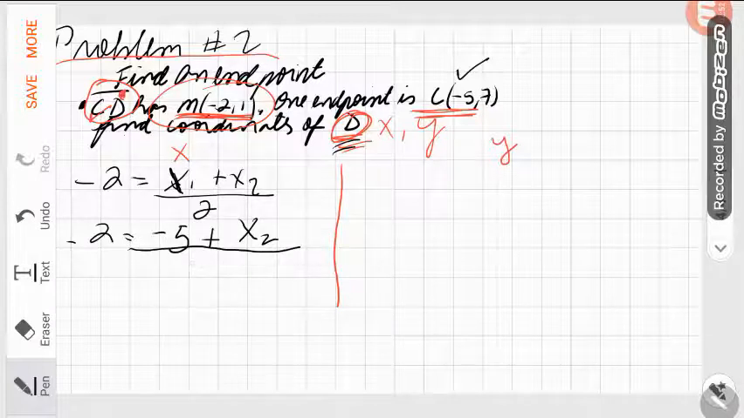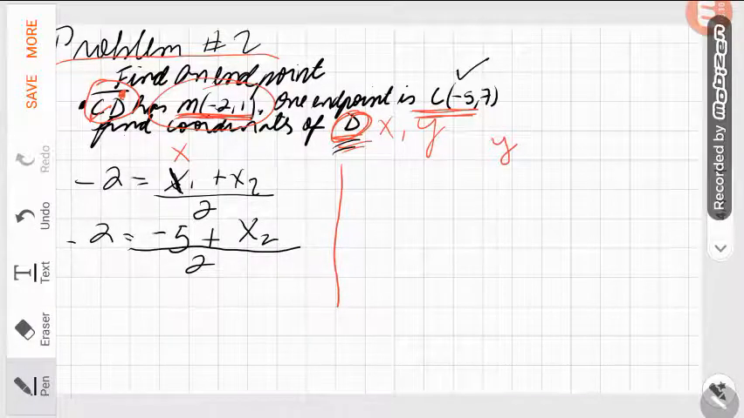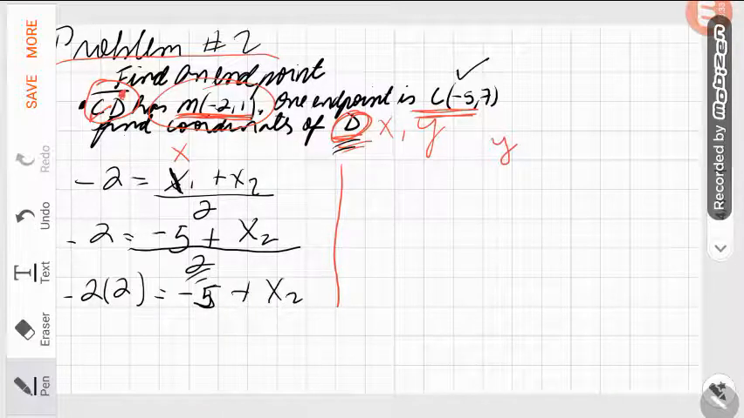Applying what we learned in algebra, we have now an equation. So we are going to move everything that is in my way on the right side of this equation, so I can have the value of x2 by itself, and that will be my value for the x coordinate for D. So what we're going to do, 2 here is dividing. We're going to pass it to the other side of the equation with the opposite operation, which in this case is going to go from division to multiplication. So -2 times 2, right? We're going to have then -5 + x2.